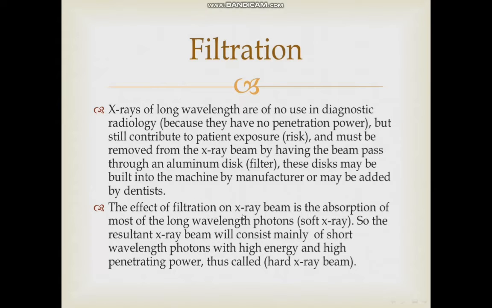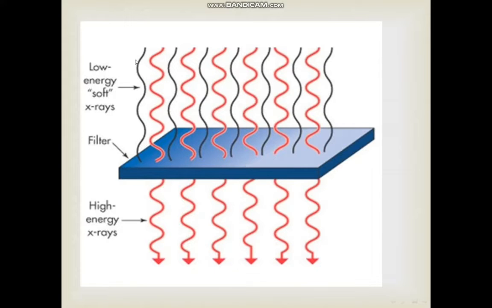The effect of filtration on the X-ray beam is the absorption of most of the long wavelength photons, the soft X-rays, resulting in an X-ray beam consisting mainly of short wavelength photons with high energy and high penetrating power, called hard X-ray beams. Here in this picture we can see the soft X-ray beams in black and the hard ones in red. This one is the aluminum disc that filters them. It will allow only the high energy X-rays through.